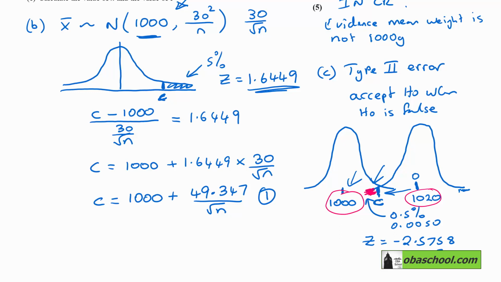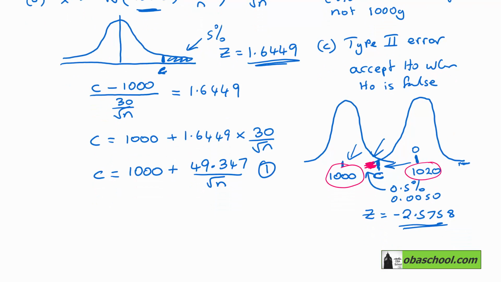Remember, when we standardize, this would be 0. So what we need to do is standardize based on the 1020 now. So what we're going to do is we're going to have c take away 1020 over 30 over root n. We've got the same standard deviation. This time that's going to be negative 2.5758. So let's call that equation 2. And remember, we're trying to find n and c, and now we have our two simultaneous equations.